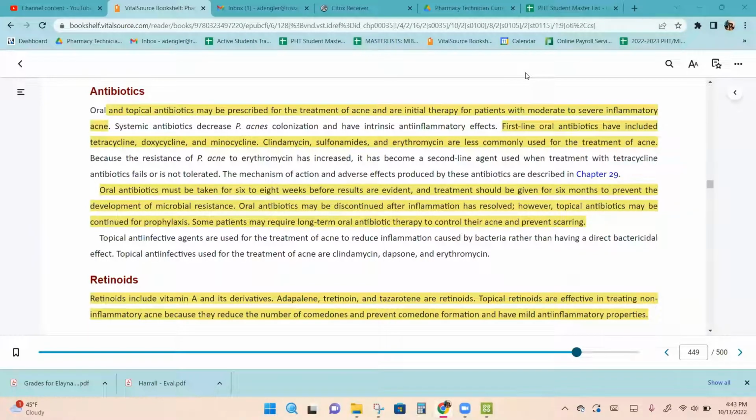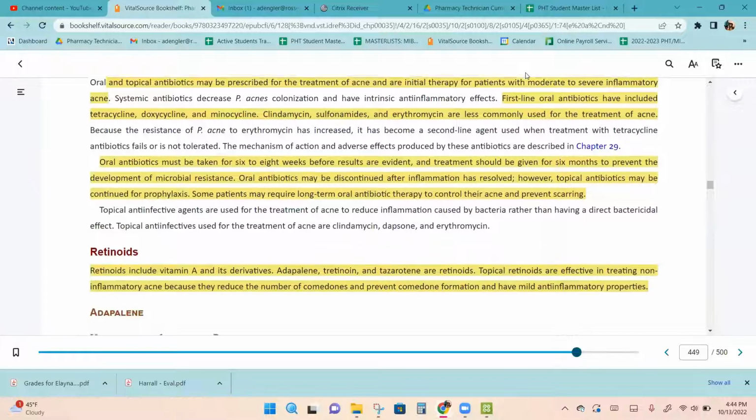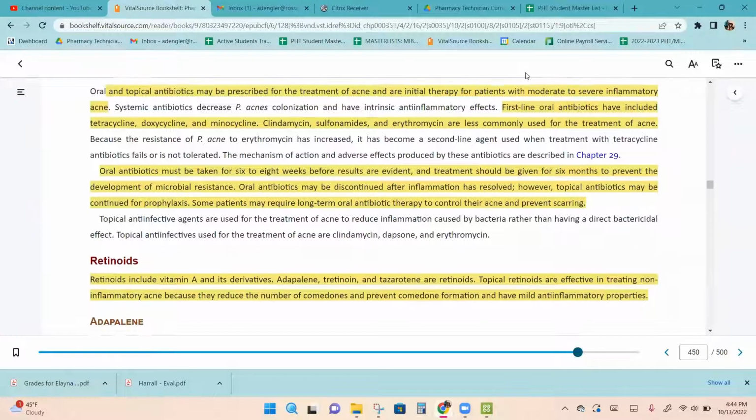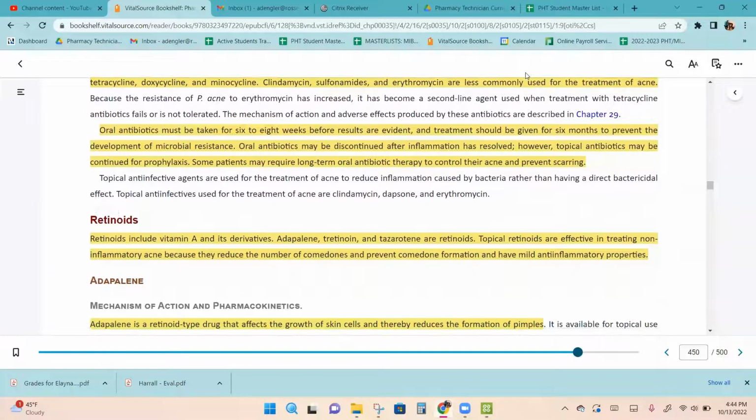Oral and topical antibiotics may be prescribed for the treatment of acne and are initial therapy for patients with moderate to severe inflammatory acne. First line oral antibiotics have included tetracycline, doxycycline, and minocycline. So you can see all of those have that cycline ending. Clindamycin, sulfonamides, and erythromycin are less commonly used for the treatment of acne.